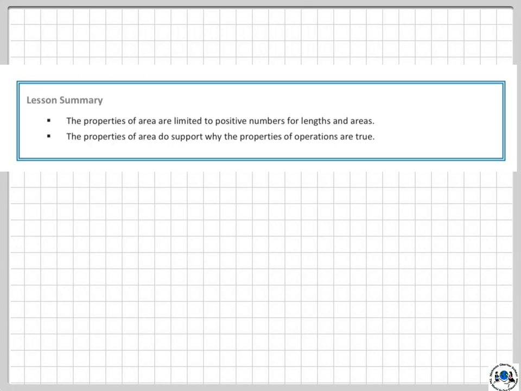So, summarizing this lesson, the properties of area are limited to positive numbers for lengths and areas. I'm surprised that's one of the major points here, but it just makes sense, because we can't have negative numbers for lengths. Something can't be negative 2 feet long. We work all in positives for lengths and areas.